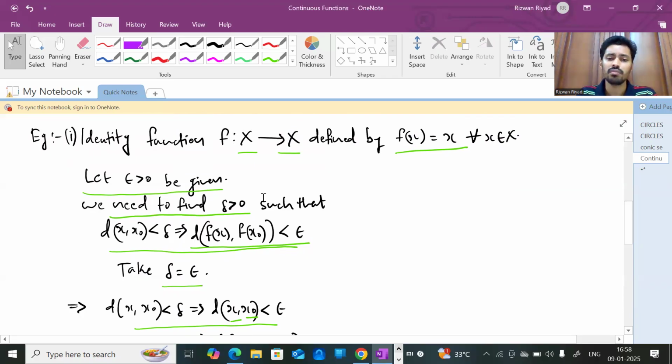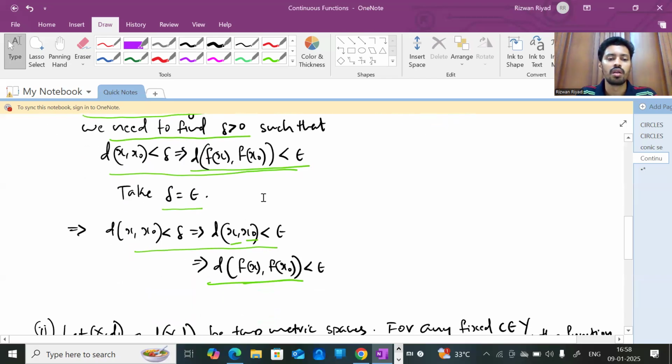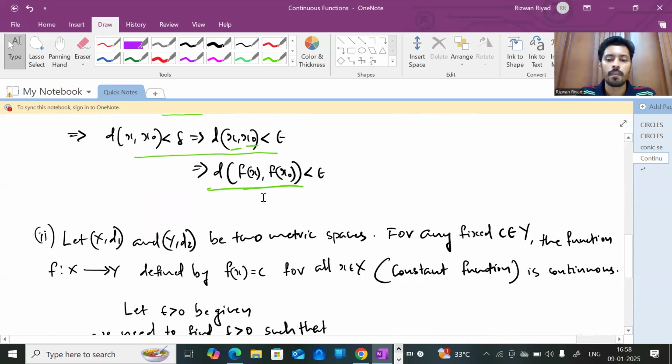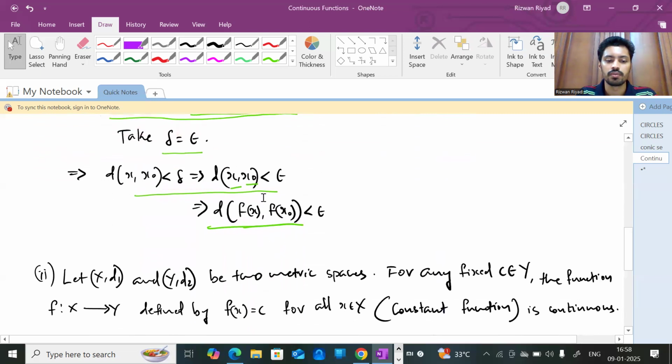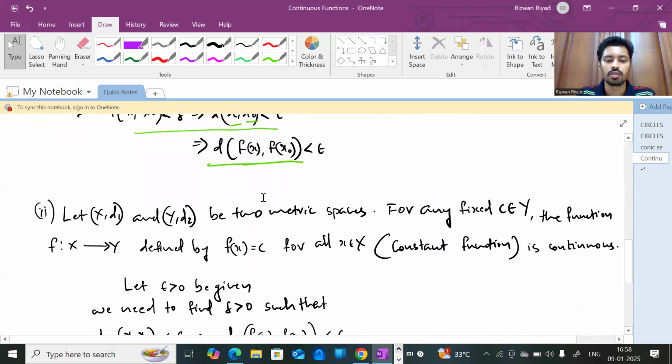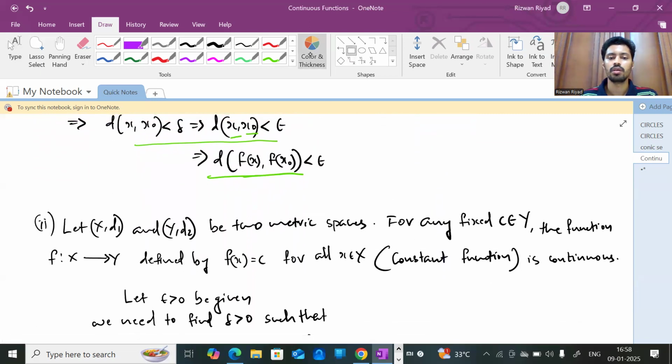All right. Let's move to the second example. I have another example for you. You can read that function here.